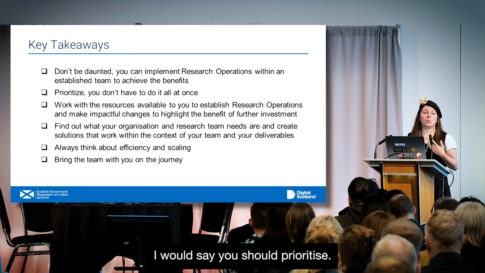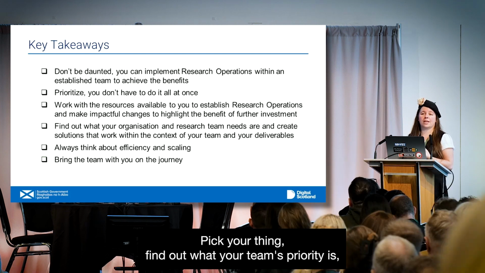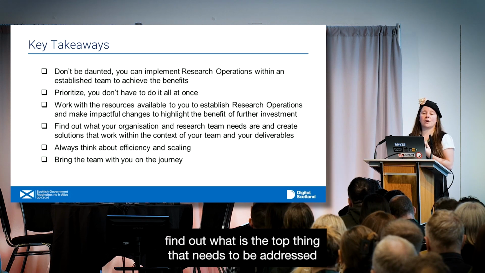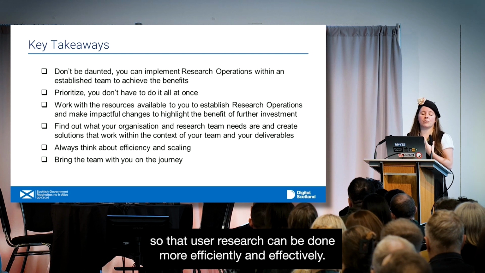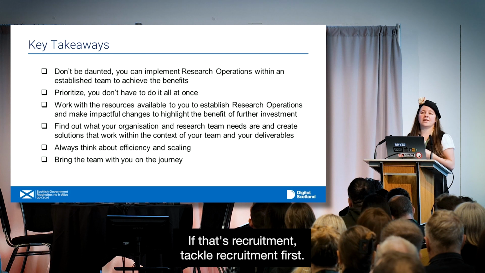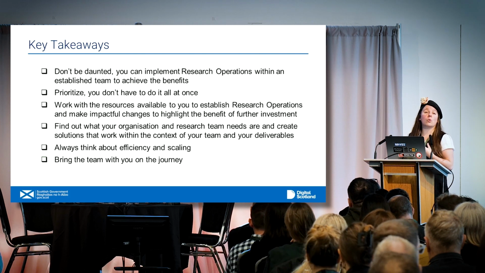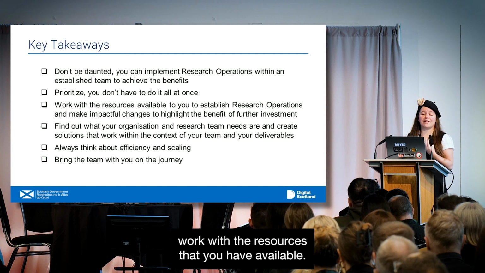I would say you should prioritise. You don't have to do it all at once. Pick your thing. Find out what your team's priority is. Find out what is the top thing that needs to be addressed so that user research can be done more efficiently and effectively. If that's recruitment, tackle recruitment first. If it's knowledge management, go tackle knowledge management first. Work with the resources that you have available.